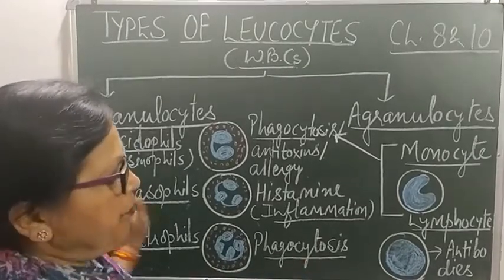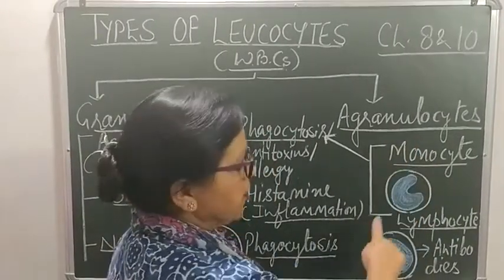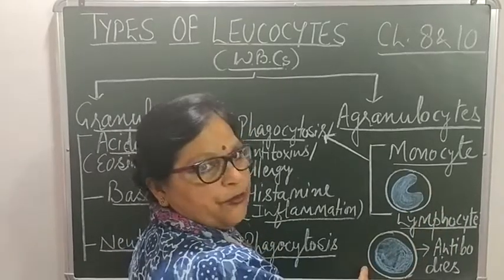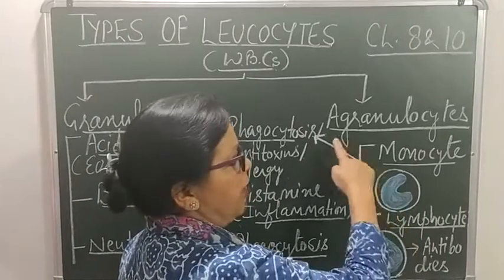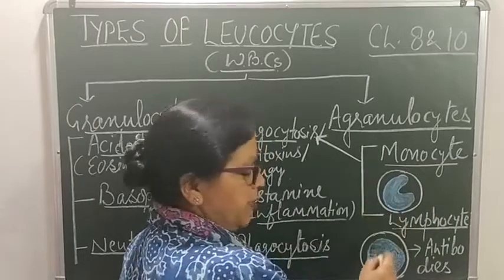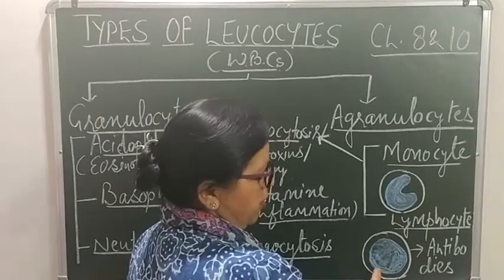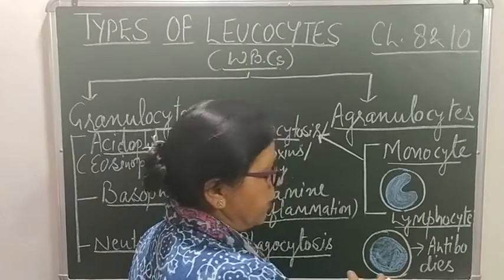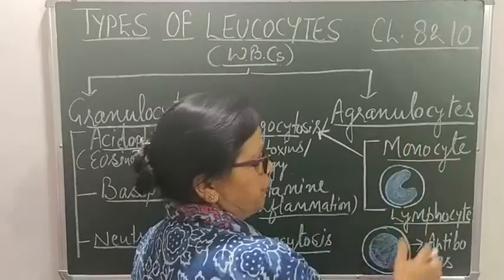Now coming to agranulocytes. Agranulocyte means the cytoplasm of these two types of leukocytes does not have any granules, so they are agranulocytes. There is no granule present. Secondly, the nucleus is very large, so large that it occupies almost the whole cytoplasm.